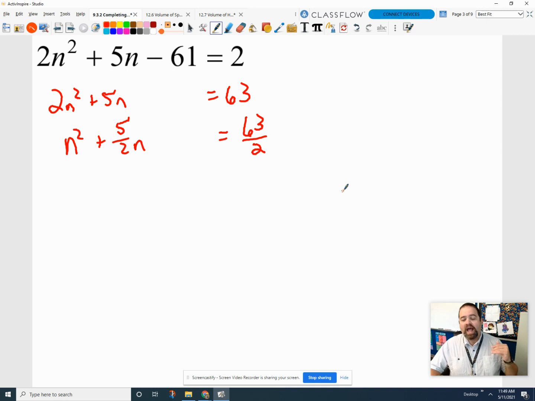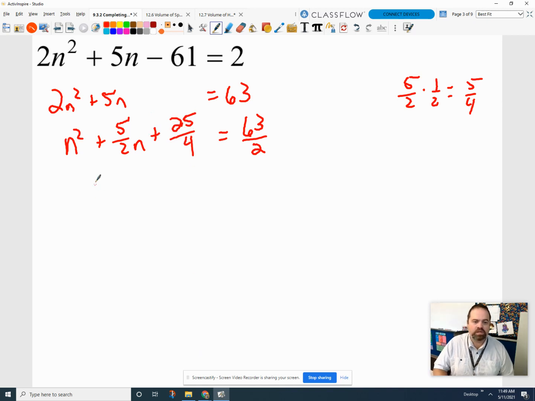Now, half of 5 halves, right? It's already being divided by 2, so 5 divided by 2. When I divide that by 2 again, right, 5 halves, I'm going to take half of that again. That's 5 fourths. So I'm going to square that, 25 fourths. So this guy factors into n plus 5 fourths squared.